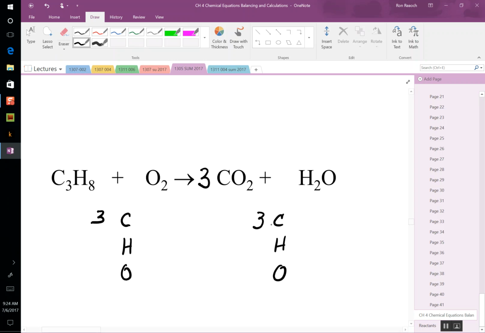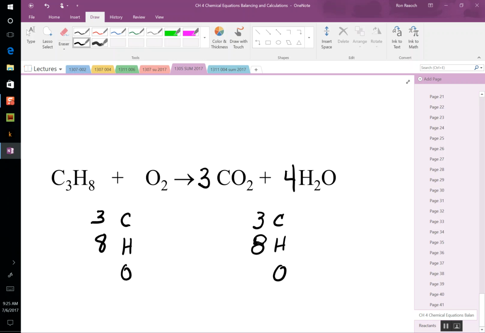Again, notice that we're not changing formulas. We've got the right formulas representing the reaction. I've got 8 hydrogens over here. Every water molecule gives me 2 hydrogens. So I'm going to need 4 water molecules. 4 H2Os would deliver 8 hydrogens. So that's how those 8 hydrogens come out of this reaction as 4 water molecules.